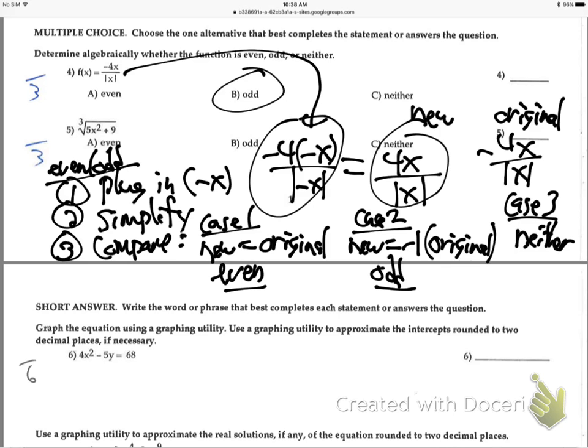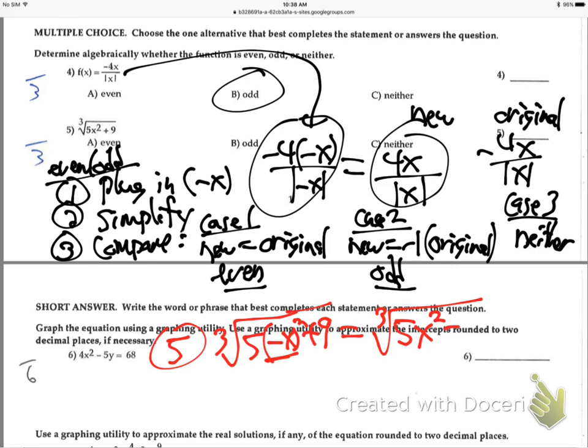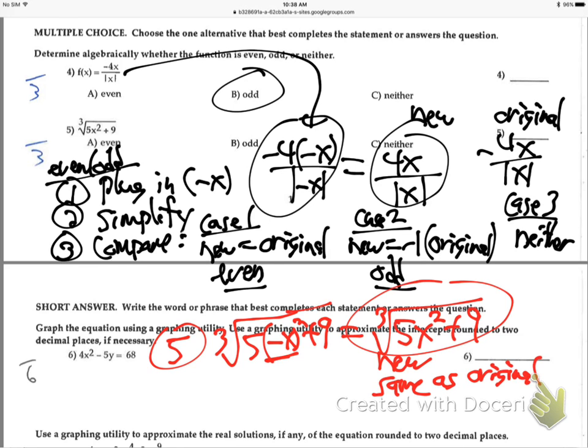So that's odd. How about number 5 down here? Number 5, take the original, cube root of 5x squared, plug in -x, and then clean it up, cube root of -x squared. Well, that's just, negative squared vanishes. So there's the new. How does that compare to the original? It's the same as the original, isn't it? So that means even. So this one's an even function.